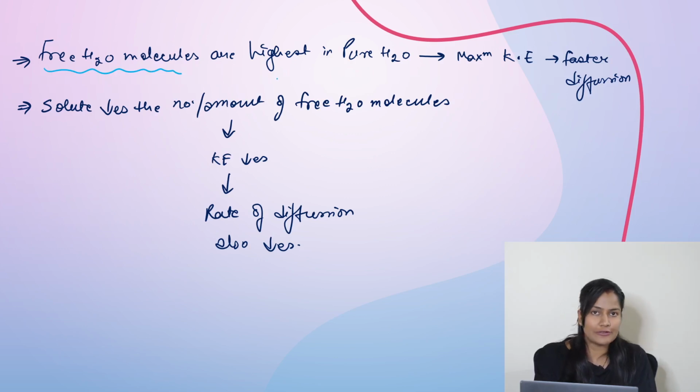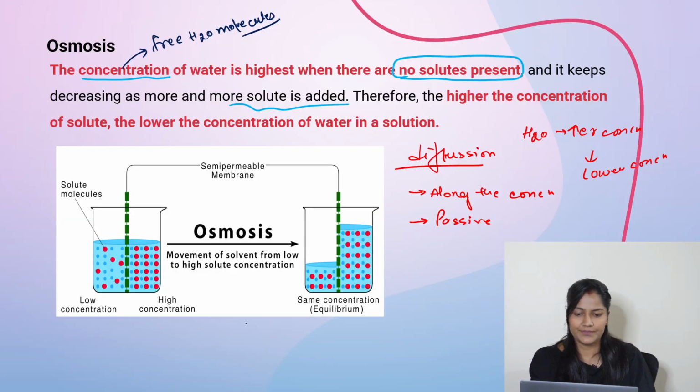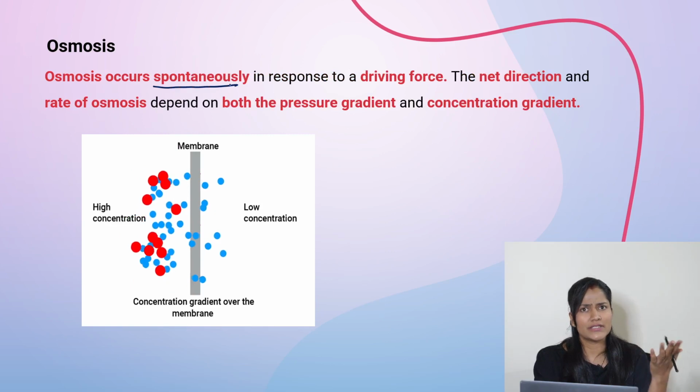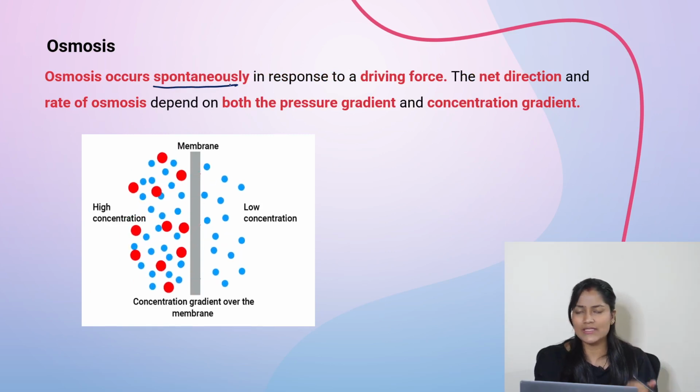The rate of diffusion was faster but as solutes are going to add, जैसे जैसे solutes आते जाएंगे, the amount of the free water molecules is going to decrease, the kinetic energy will also decrease, hence the rate of diffusion will decrease. ठीक है, ये kinetic energy हमारे पास कम हो जाएगी, clear to everyone? चलिए, so osmosis occurs spontaneously because it is diffusion. It will occur spontaneously, अपने आप होगा.